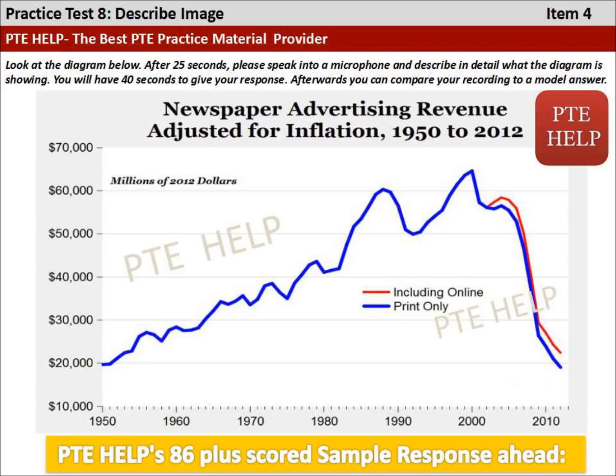Afterwards, it started increasing significantly, doubling in 1970. After a sharp propagation in revenue, it scaled its peak point in the year 2000, around $60,000. The online sources began earning revenue in 2000, with a drop in the following years.